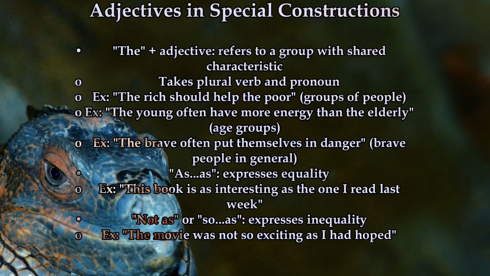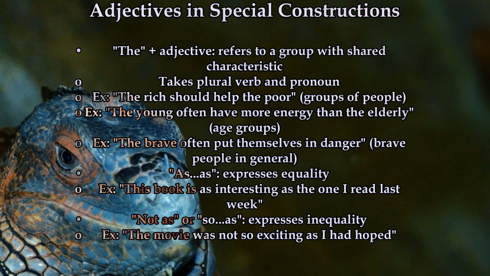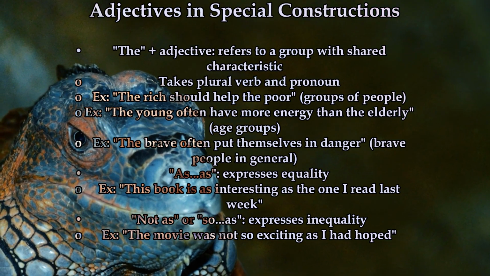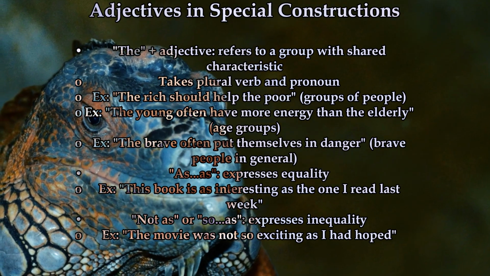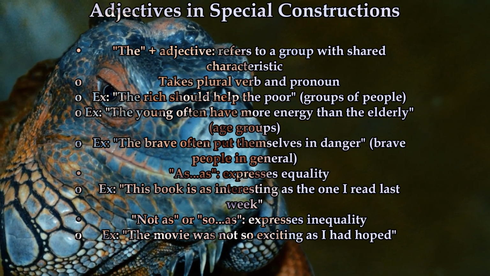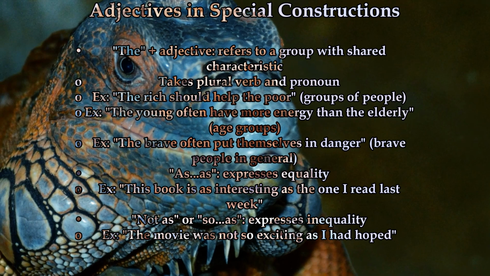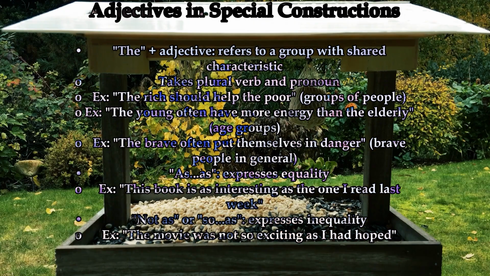Here are some examples. 1. The rich should help the poor. In this sentence, the rich and the poor refer to groups of people. 2. The young often have more energy than the elderly. Here, the young and the elderly refer to age groups. 3. The brave often put themselves in danger to protect others. In this example, the brave refers to brave people in general.